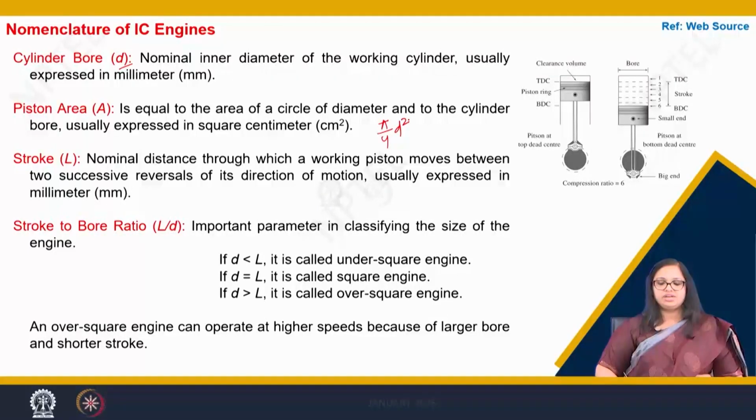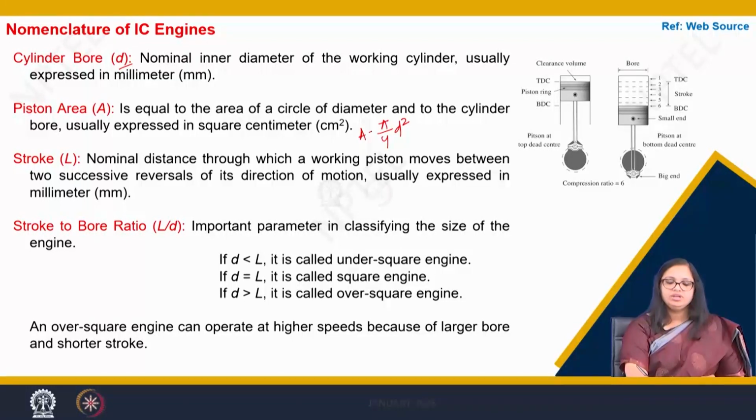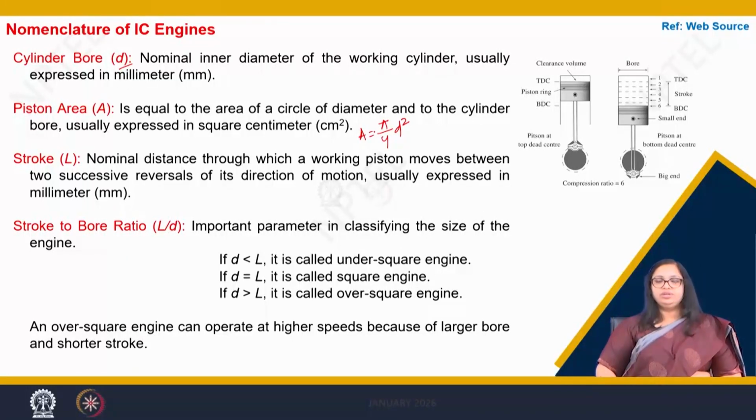What do we understand? That the outer diameter of this piston is almost equal to the inner diameter of the cylinder theoretically. However, practically there will be certain clearances which we neglect while we calculate the piston area.